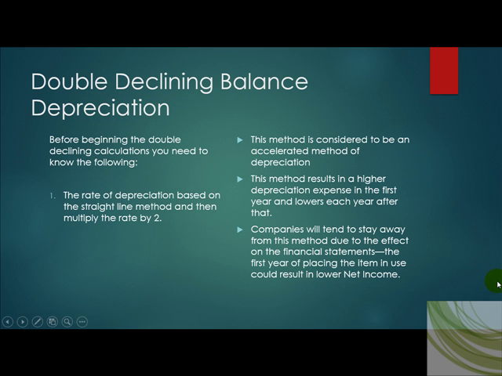Double declining balance depreciation. Before beginning the double declining calculations, you need to know the following: the rate of depreciation based on the straight line method, and then multiply the rate by 2. This method is considered to be an accelerated method of depreciation. It will result in a higher depreciation expense in the first year and lowers each year after that. Companies will tend to stay away from this method due to the effect on the financial statements. The first year of placing the item in use could result in lower net income.